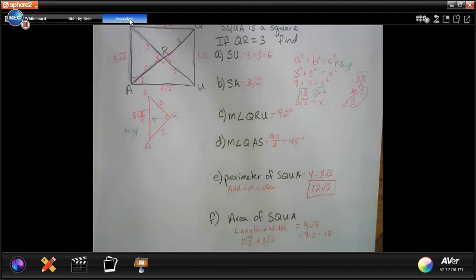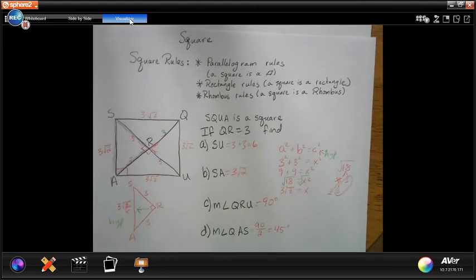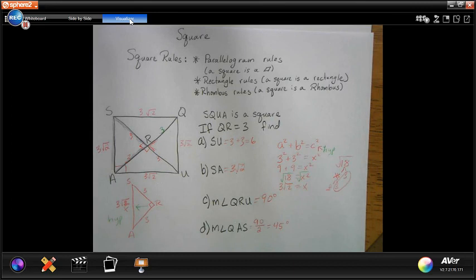So there is our square lesson. Okay. We won't be checking notebooks, but it will help you when you take the test if you have the rules written down for each shape.